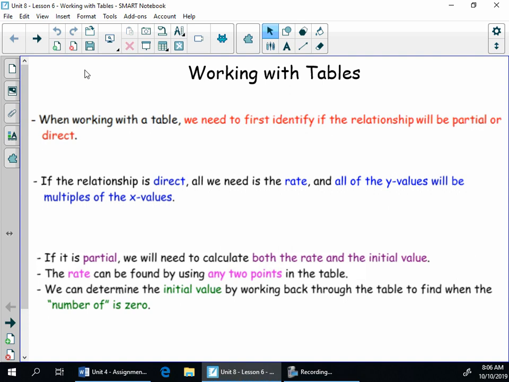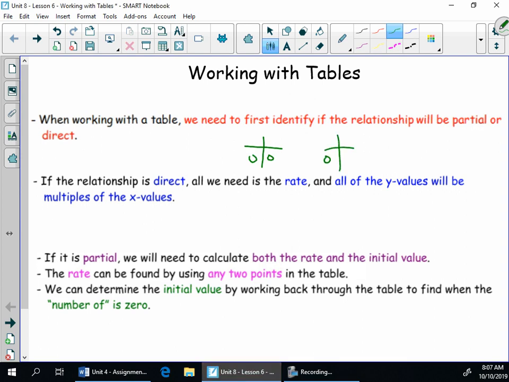On a graph, you can see where it starts. You can make a triangle and find the rate. Tables are a little bit more challenging sometimes. The first thing you want to do when you look at a table is decide for yourself, is it partial or direct? We can tell if we can find when the number of is 0. If we can see that, then we'll know if it starts at 0 and 0 or 0 and something. If it's direct, it's going to start 0, 0. If it's partial, it'll start 0 something.